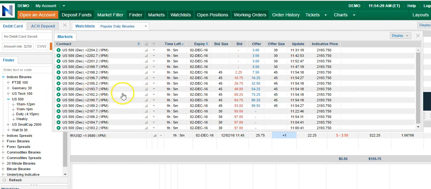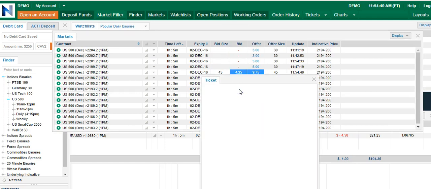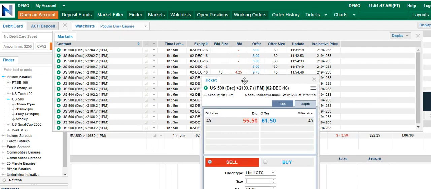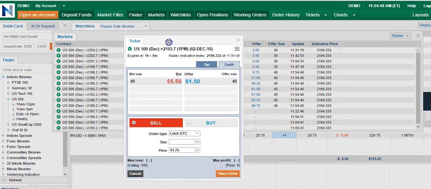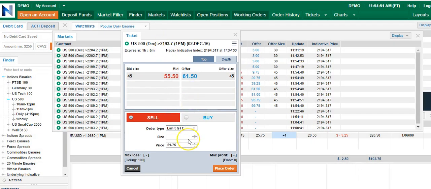So again, I'm going to be selling. I don't think this statement is true. I think 2193 is not going to happen, so I'm going to sell this contract. So you want to hit the bid side, the red side, and click on that. This is basically right at the money, just a little bit out of the money. So this is going to cost us in that $45 to $55, $60 range. It automatically puts the sell position in there.